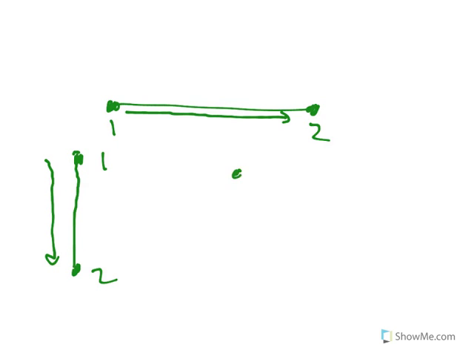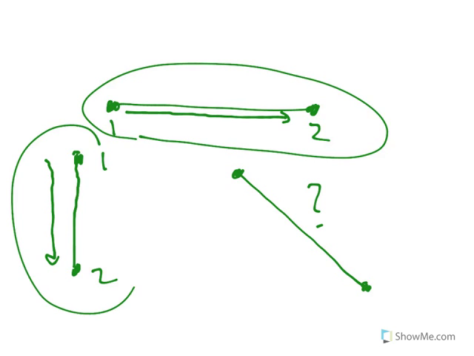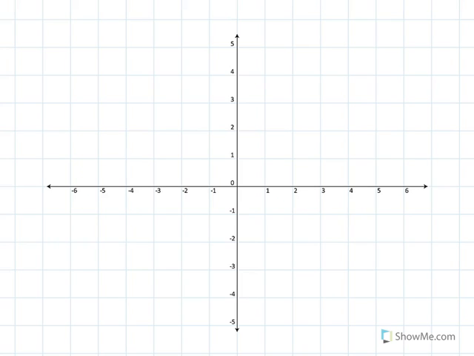The issue comes in, what happens if it looks like this? How do I find distance of a slanted piece? My first example was horizontal, my second was vertical. What do we do for a slanted piece? So let's do this on graph paper and take a look.